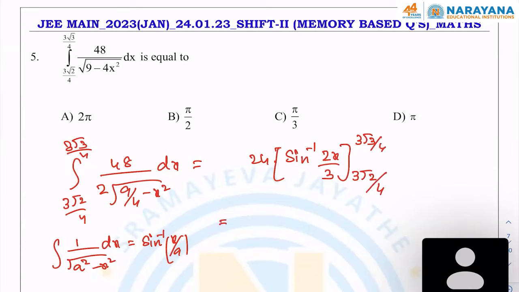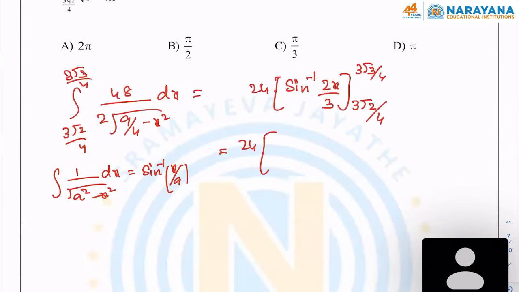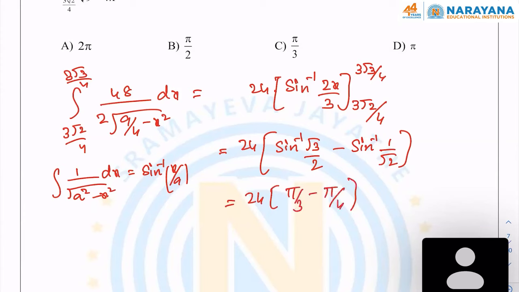So this is equal to 24 into sine inverse, in place of x substitute 3 root 3 by 4. So what we are getting: sine inverse root 3 by 2 minus sine inverse, in place of x you substitute 3 root 2 by 4. So we are getting sine inverse 1 by root 2. So this is equal to 24 into pi by 3 minus pi by 4. So 24 into pi by 12, which is equal to 2 pi. So the answer is 2 pi.